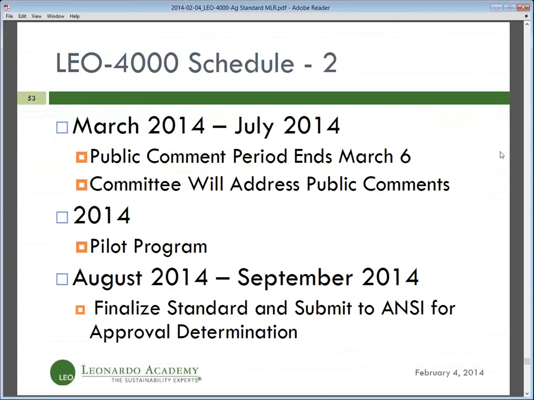In March, the public comment period was scheduled to end March 6th. We'll be extending that to April 6th, and the committee will address the public comments after the public comment period ends. In 2014, we'll have registration for the pilot program. And August 14 to September 14, we'll work on finalizing the standard and submitting to ANSI for approval.